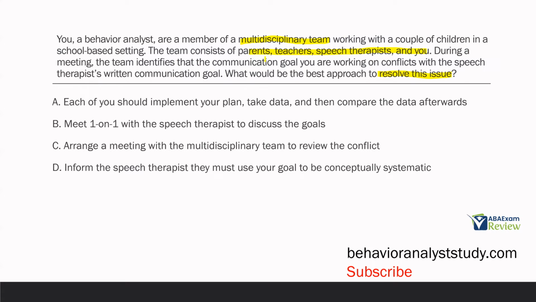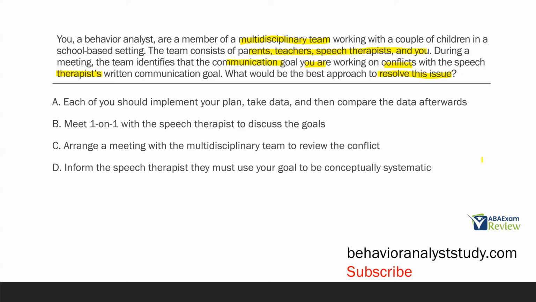In this case, you're working to identify communication goals, and the team identifies the goal that you're working on conflicts with the speech therapist goal. So you're on a team, you have a goal, the speech therapist has a goal, your goals are conflicting. What do we need to do? A, each of you should implement your plan, take data, and then compare the data afterwards. Well, your goals are conflicting, so that's going to be different than interventions, right? If you have conflicting goals, can we do something before just following through with those conflicts?